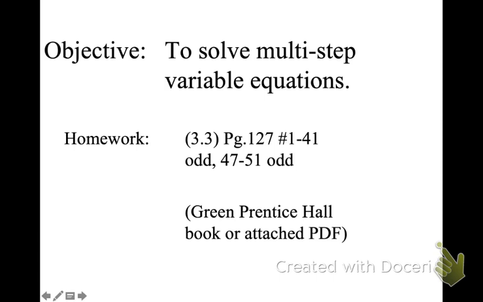The homework will be out of the Green Book, section 3.3, page 127, 1 through 41 odd, and 47 through 51. Now, if you can't do the B problems, don't do them. If you are working at the honors level, you should be able to do the B problems or attempt them. All right, so you guys don't have the Green Book at this point, so I will also attach the pages to the homework assignment.